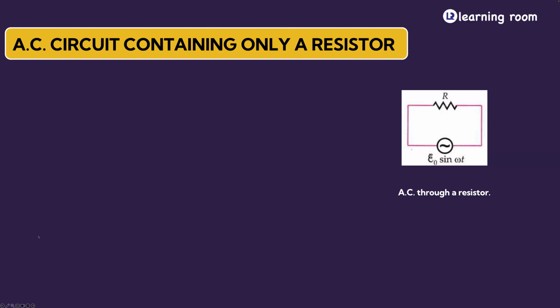So write down the heading as AC circuit containing only a resistor. AC circuit containing only a resistor. Okay, listen to this carefully.